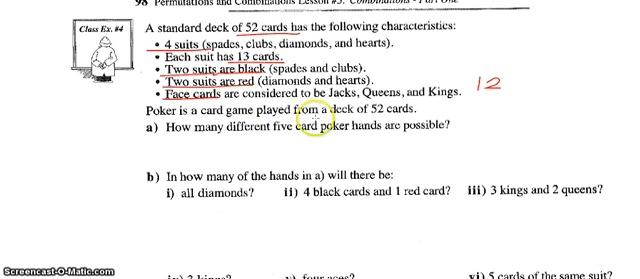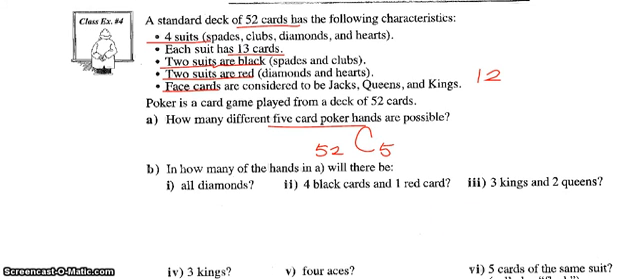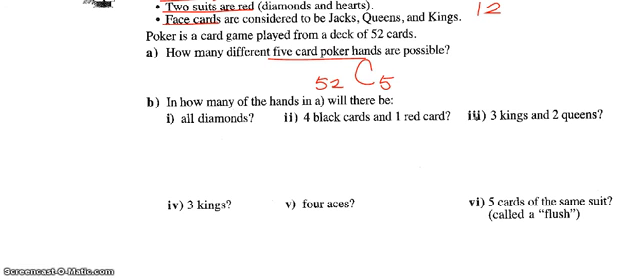Poker is a game that is played from a deck. How many different 5-card poker hands are possible? Well, out of 52 cards, you just choose any 5 cards. That would be how many different possible hands. The order doesn't matter, because in your hand you can just rearrange your cards. Now, how about if they're all diamonds? Out of the 52 cards, there are only 13 diamonds. If you want to have a diamond flush, you have to choose all 5 cards from the 13 diamonds.